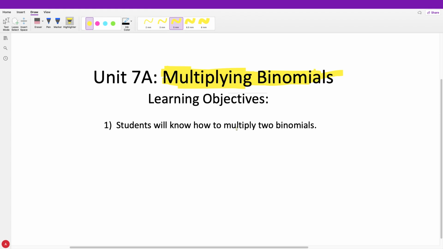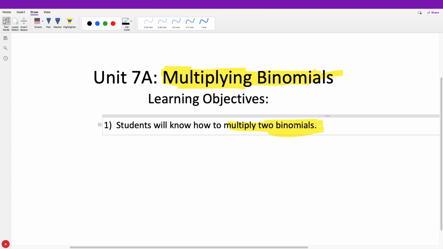And our learning objective for this video is this: students will know how to multiply two or more binomials together. So at the end, there might be one where we're doing more than just two binomials that we're multiplying together, but you'll have to know how to multiply binomials. All right, so let's go ahead and get started.